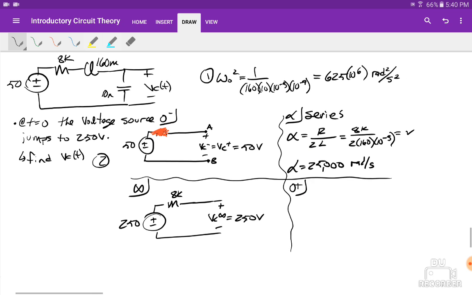All right. So from here, I'm on my 0 plus circuit. Remind you, the whole purpose of this problem is to find my VC term. So when I'm on my 0 plus circuit, I'm actually going to be focusing on my VC. So I draw the circuit just after the switch, which maintains a 250 volts, but now everything is on. So I've got my inductor and I've got my capacitor.